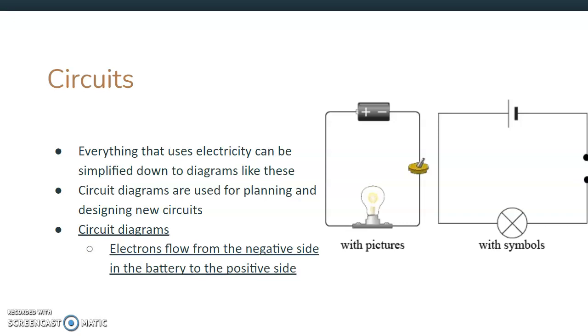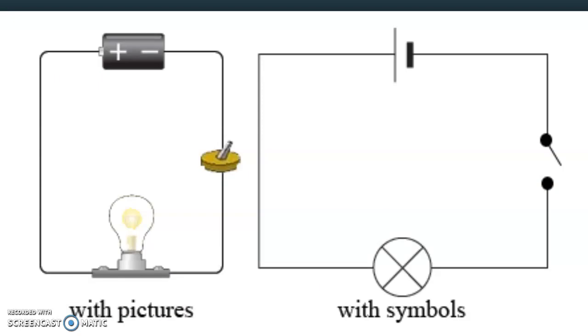So the first thing we're going to learn about circuit diagrams is that electrons flow from the negative side in the battery to the positive side. So we're always going from negative all the way around this way to positive. And flow only happens when our circuit is complete. We'll talk about what that means in just a little bit.